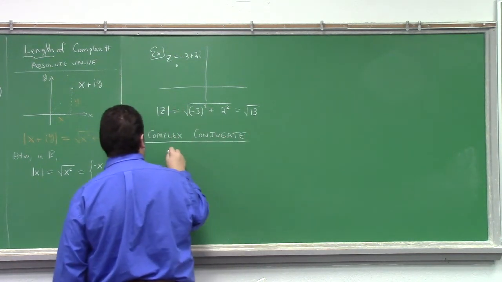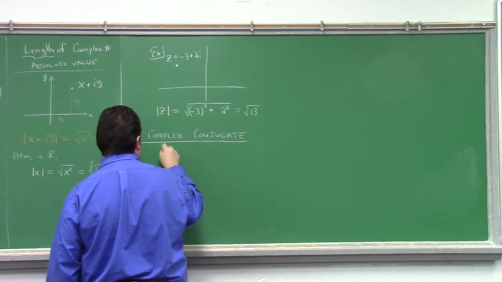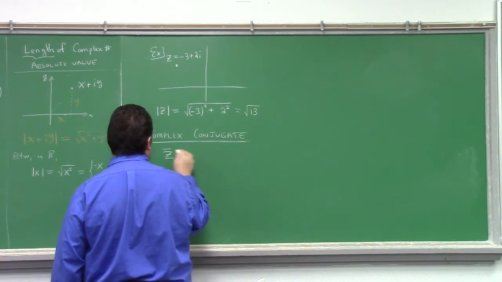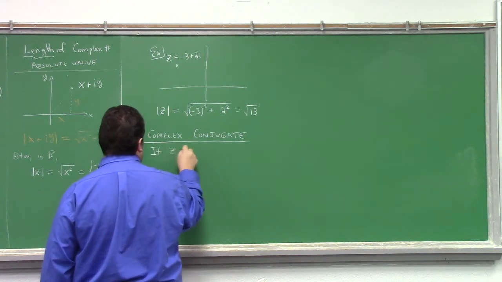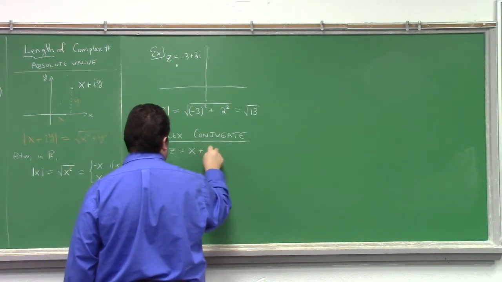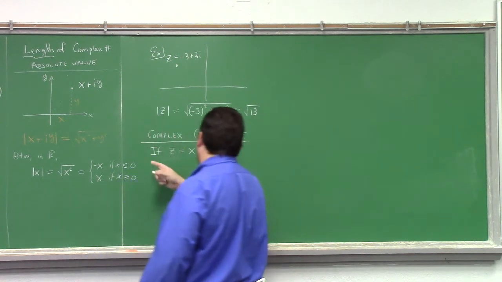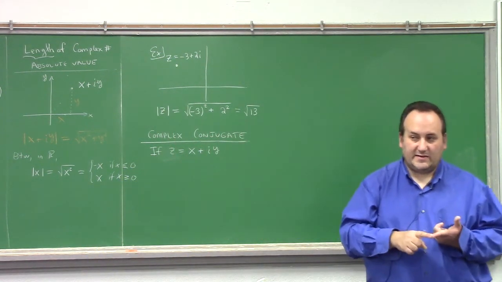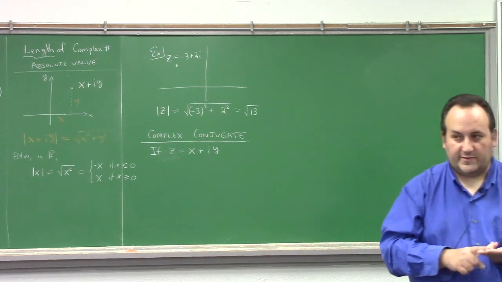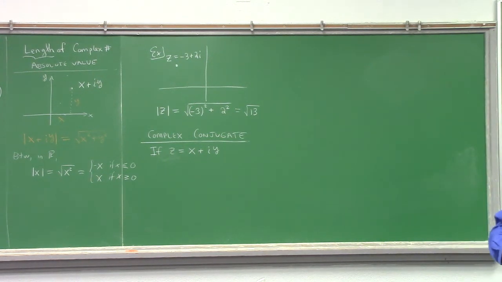And so this is by definition z bar. Well, let me say if z, I need to start it out. If z is equal to x plus iy. All right, so let us adopt the custom that if I write z equals x plus iy, I am assuming that both x and y are real numbers.